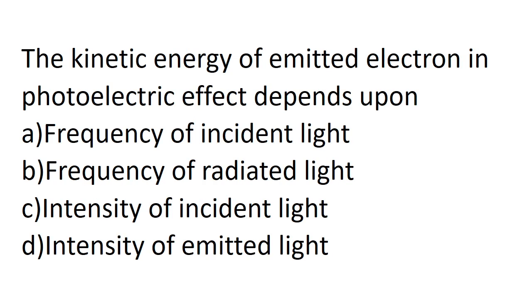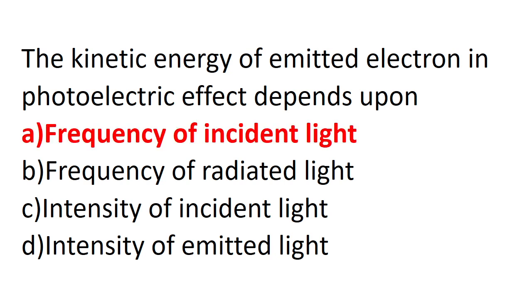Next one, the kinetic energy of emitted electron in photoelectric effect depends upon. Options given are frequency of incident light, frequency of radiated light, intensity of incident light, and intensity of emitted light. In photoelectric effect, when the electrons are ejected from the surface of metal, they are ejected with certain kinetic energy. They have certain velocity, and therefore the kinetic energy depends on frequency of incident light.